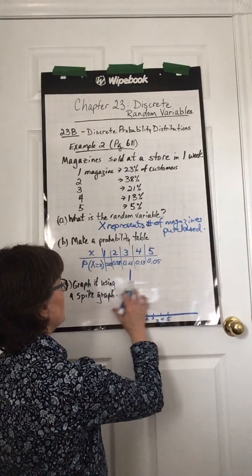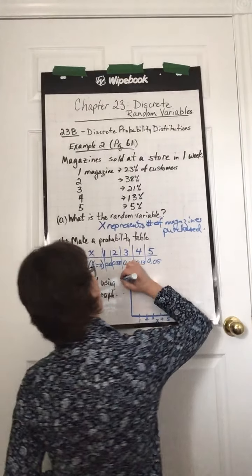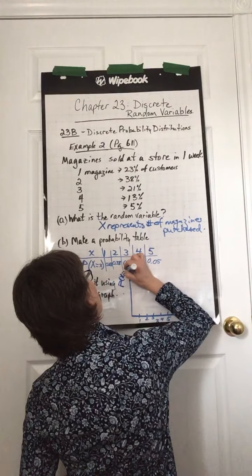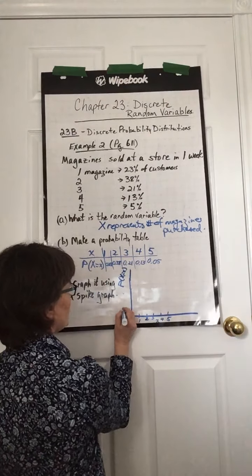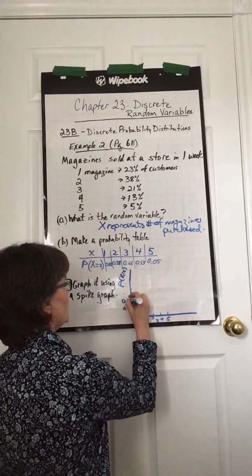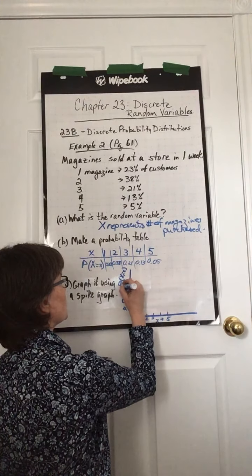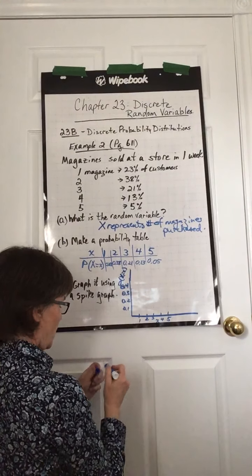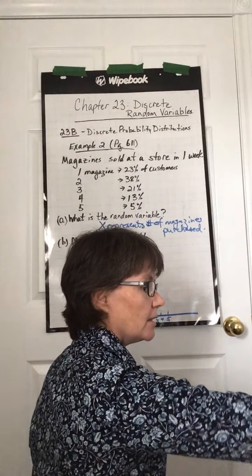Okay, so I'm going to move this over a little. This represents probability. I'm going to go by 0.1 for each of these. That'll allow me some space. So 0.4 is up there. And plot my values.